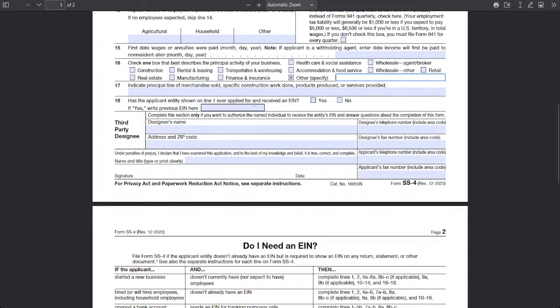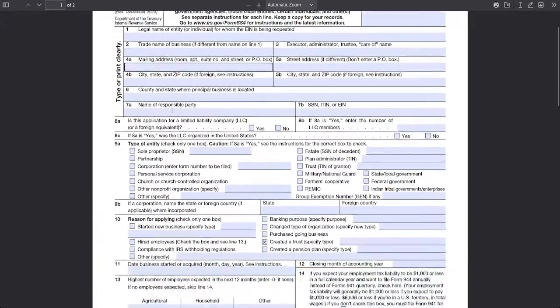Has the applicant entity, the trust, ever applied for and received an EIN? No, man, this is brand new. Third party designee, ain't no third party. Name and title. So me personally, I'm gonna put my name and I'm gonna put trustee. You can also designate it TTE. TTE also works. Applicant's telephone number. Cool. Don't have a fax. Sign and date. That's it. One page. Boom. EIN.